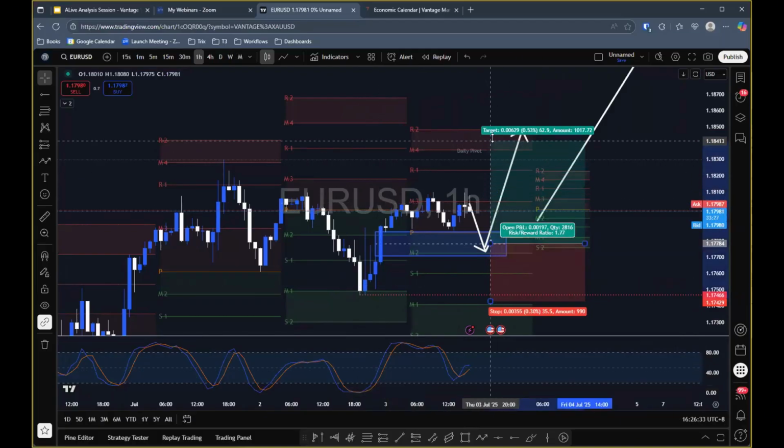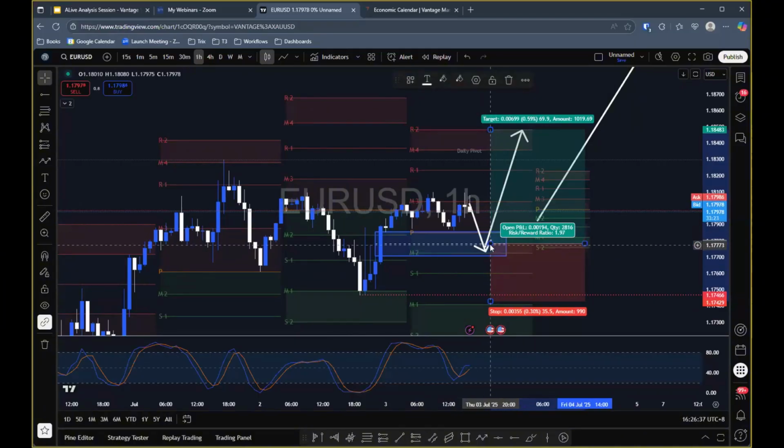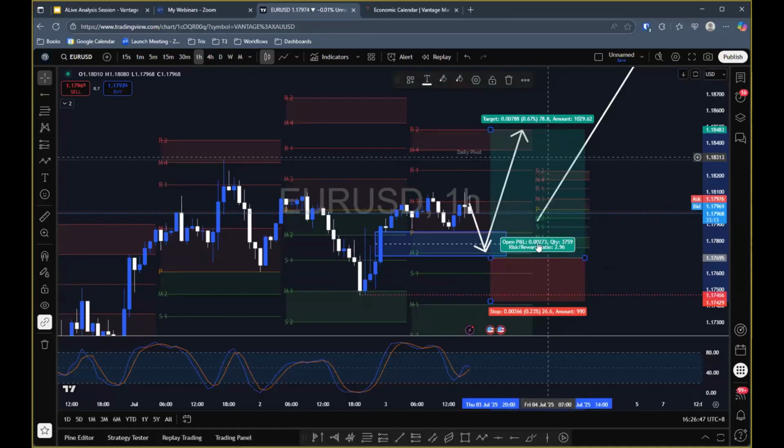And if you were to target this area here, okay, this is actually quite a bad RR. So you'll probably want to let price come in to the bottom of this gap for you to get a solid 1:3 RR. Okay.